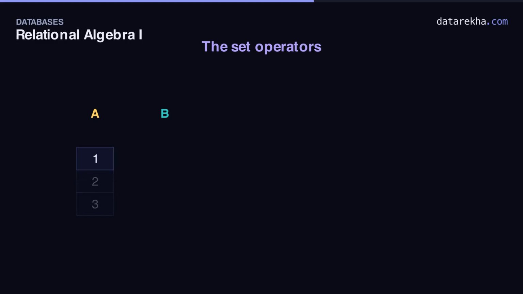Difference. A minus B keeps the rows in A that are not in B. A has 1, 2, 3, strip out 2 and 3 because they're also in B, and 1 is left alone. Just a single row, and here's the one that trips people.